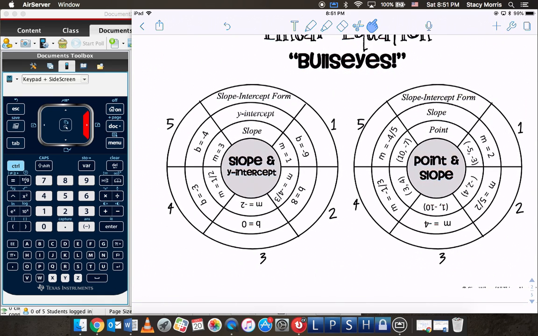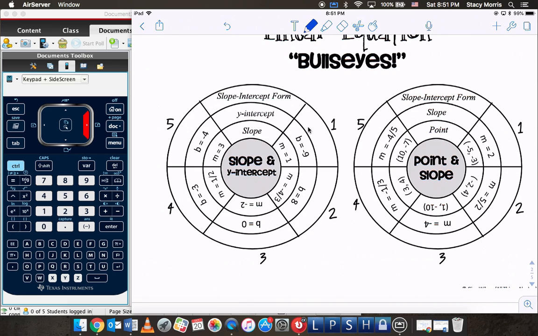All right, so we're going to start with the first bullseye right here, the slope and y-intercept one. So basically, they gave you the slope right here. So we're going to do number 1 for each of these. They told you that m is 1. Then they gave you the y-intercept is b equals -9. So it would be the point (0, -9). And they want slope-intercept form.